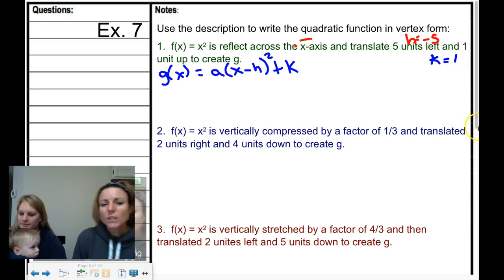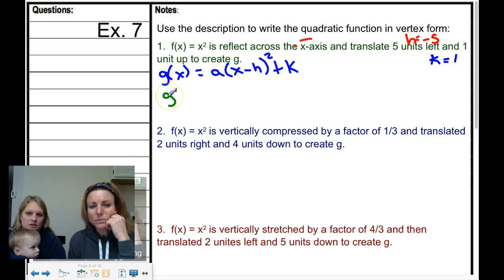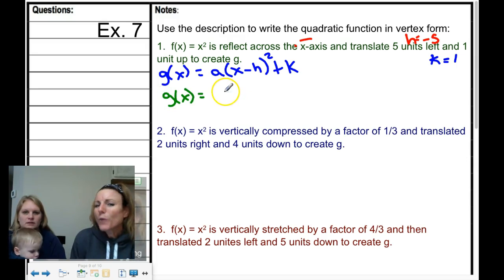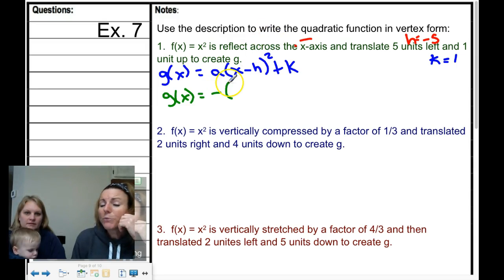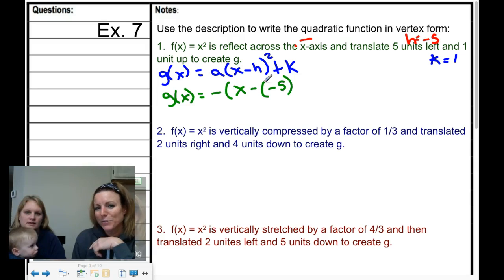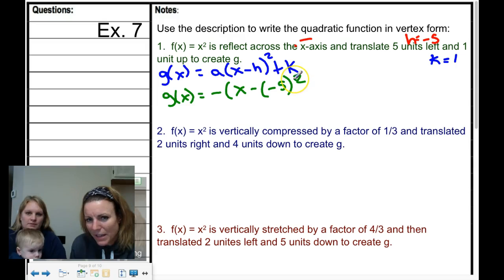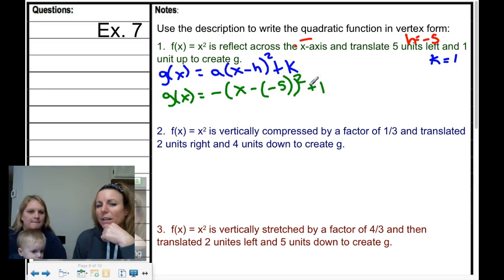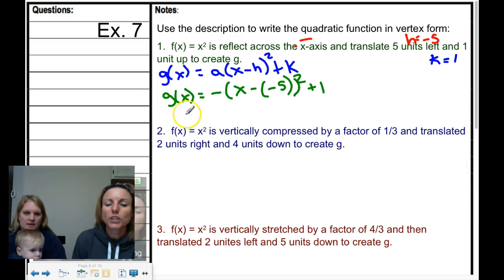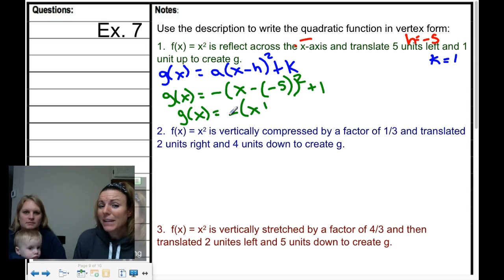We're going to plug it in. So G of x is equal to. Now, we don't have an a. It didn't say stretch or compress, but we do need the negative, reflecting. So it's just negative. And then in parentheses, it's x minus negative 5. Maybe in parentheses, write -5. This is where they get confused. Square that whole thing. You need one more little parenthesis after that -5. Plus 1. So G of x is equal to negative, and instead of x minus, it's x plus 5 squared, plus 1.